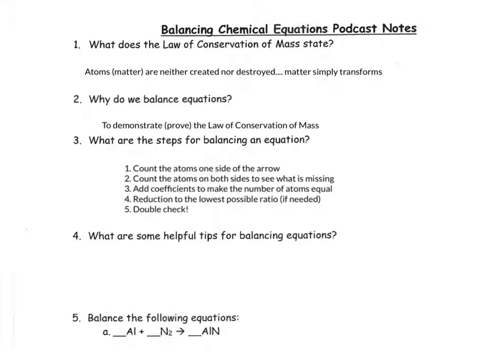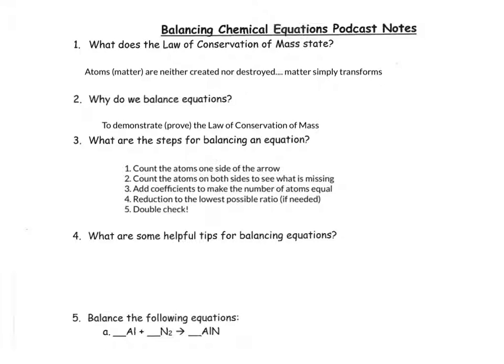You're trying to figure out what elements are missing on the left side of the arrow and the right side of the arrow. 3, you're going to add coefficients to make the numbers equal. That's the part that sounds a little bit easier than it really is. And then if there's a reducing situation that's necessary, then you reduce to get the lowest possible ratio. And then always, always, always go back and double check it. And I will go through this with you.